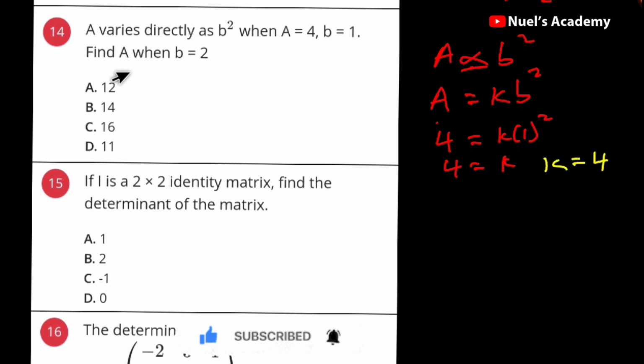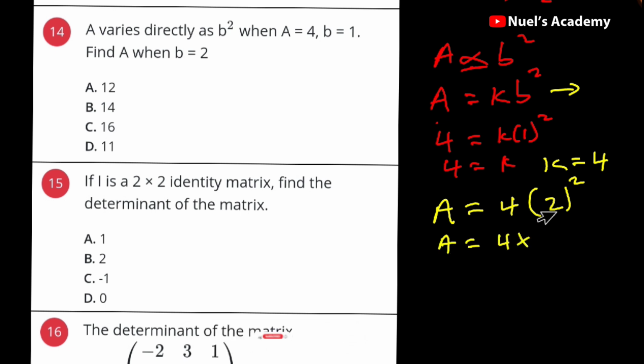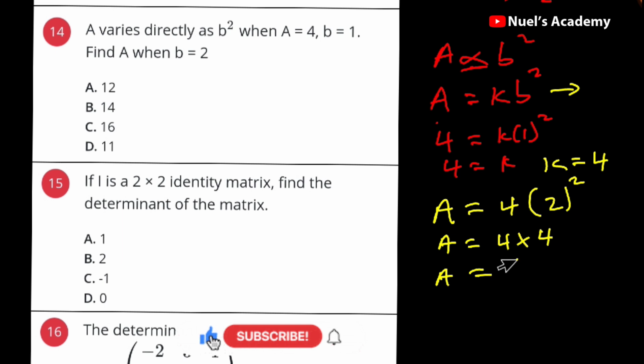So we have that the value of our constant here is equal to 4. We are now asked to find a when b is equal to 2. From this equation, a is equal to k, which is 4, multiplied by b squared, where b is 2. So you have 2 squared. So a is equal to 4 times 2 squared. So a is equal to 4 times 4, which is 16. So from the options, option C is the correct answer.